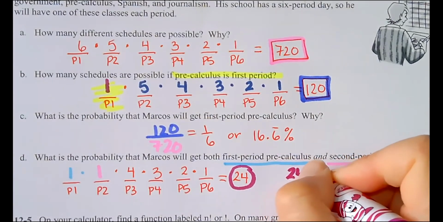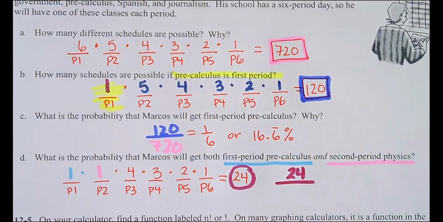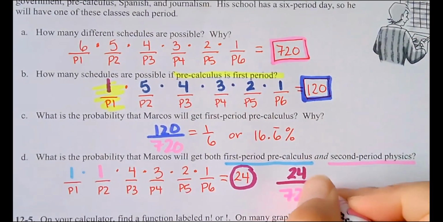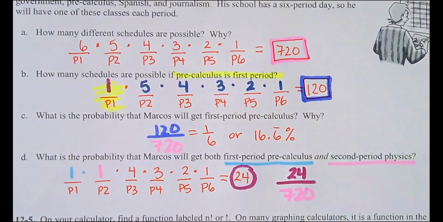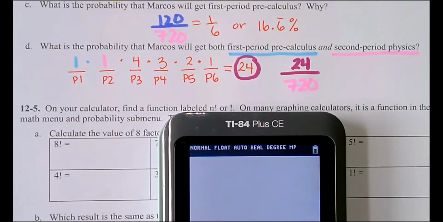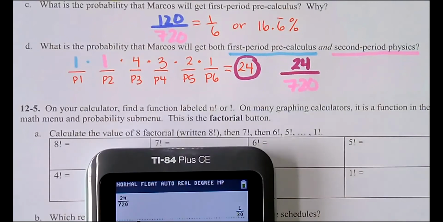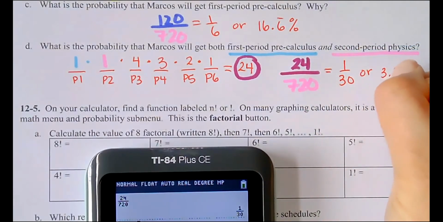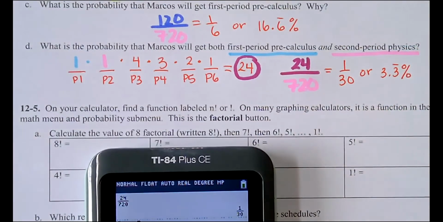So we're going to have that 24 out of our total schedules, which was up here, 720. And when I put that in the calculator, 24 over 720 ends up being 1/30, or 3.3%. So again, that ends up being 1/30, or 3.3 repeating percent.